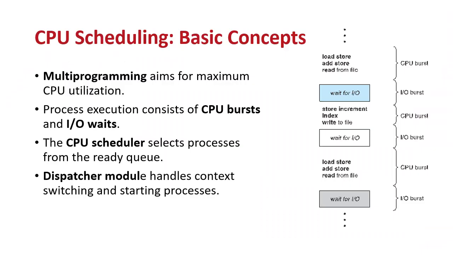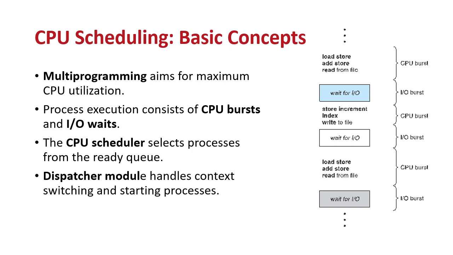Regarding CPU scheduling, our goal is to achieve maximum CPU utilization through multi-programming. We know that the execution of a process consists of CPU bursts and I/O waits. A short-term scheduler selects processes from the ready queue to make scheduling decisions. This selection can occur when a process switches from running to waiting, or ready to terminating.